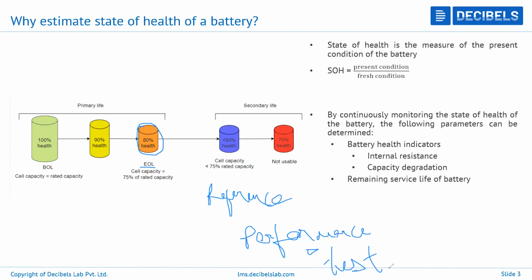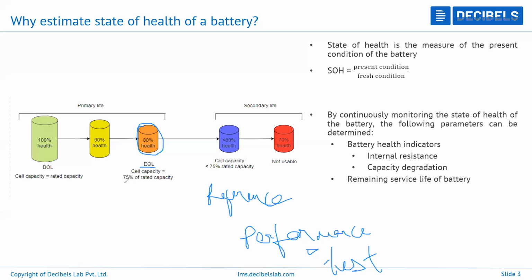This reference performance test is basically a set of tests that will be conducted at every intermittent cycle number. For example, every 50 cycles or every 100 cycles, once the battery completes this interval, a set of reference tests will be performed to check the current condition of the cell. So this is also performed at the end of life.